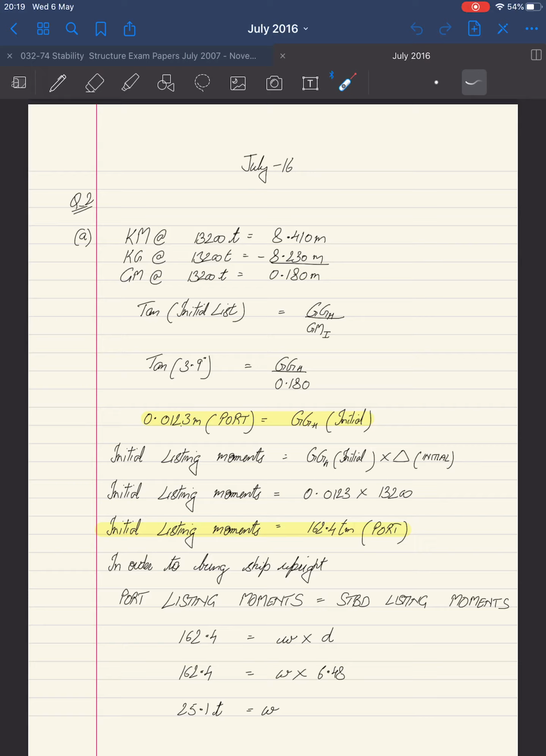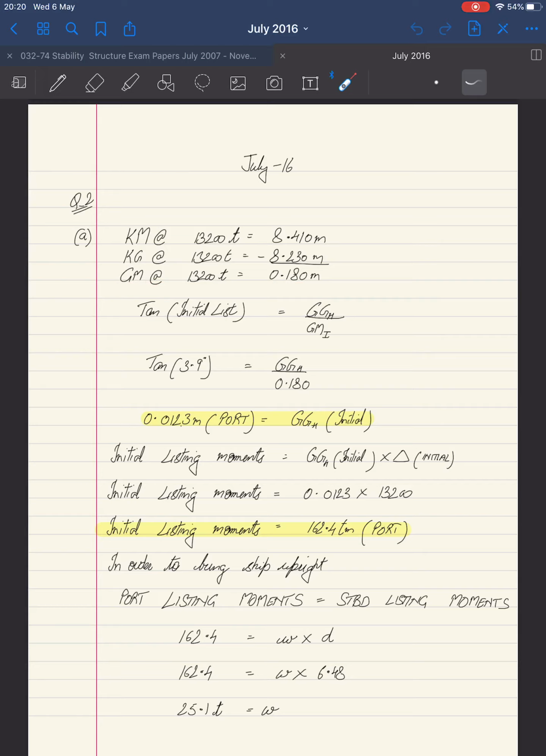We'll first calculate the KM at 13,200 tons. This we have obtained from the hydrostatic data as 8.41 meters. The KG of the question was given as 8.230 meters. We will take KG off from the KM and we'll get GM at 13,200 tons as 0.180 meters.